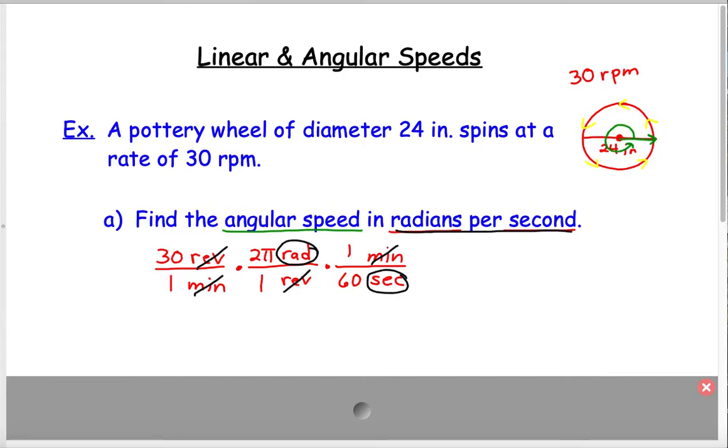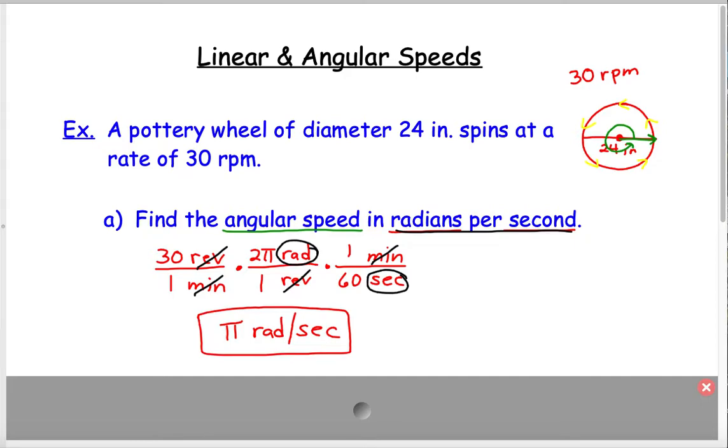And so what do we have? In the numerator we have 30 times 2 pi times 1, so that's 60 pi. In the bottom, 1 times 1 times 60 is 60. So 60 pi over 60 simplifies just to pi, and my units are radians per second. So a little bit over 3 radians per second, and we know that pi represents 180 degrees. So it's 180 degrees per second, or half of a turn, half of a rotation per second.